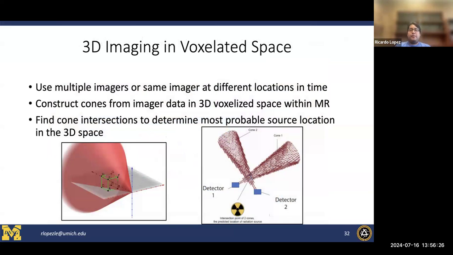Cool. So that's the mixed reality approach as it currently stands. I'll close off today's meeting by talking a bit about some future work that I have planned within the group, which is mainly 3D imaging in voxelized space. As we saw before with the simple back projection approach with the HoloLens, we are able to visualize source distributions in this mixed reality space.